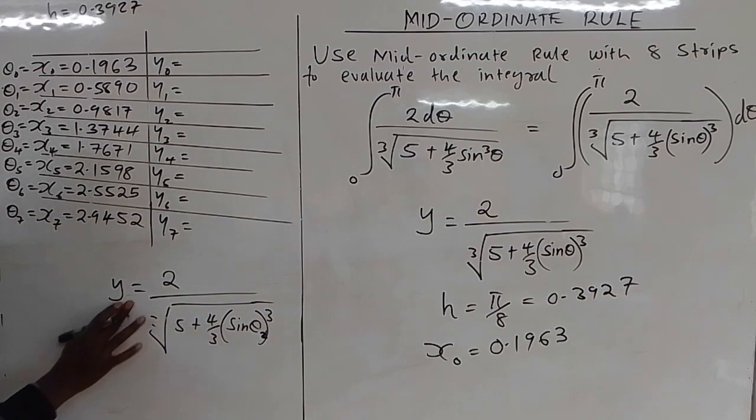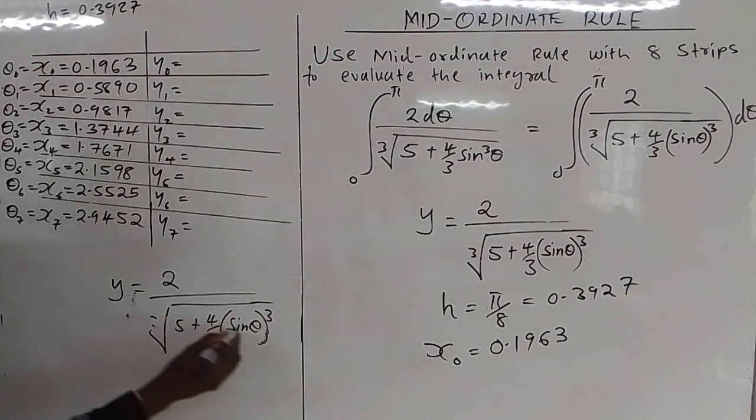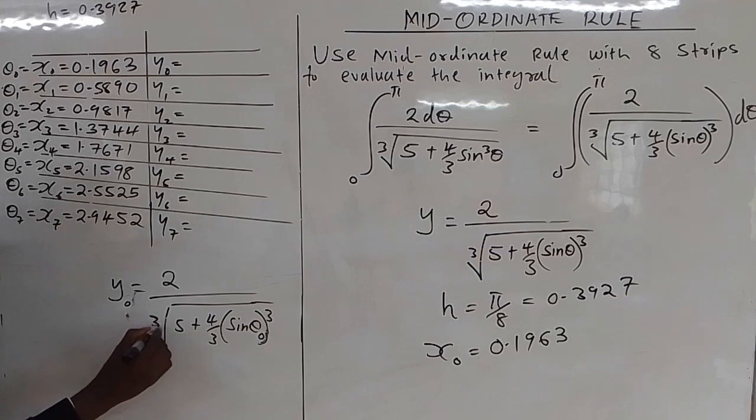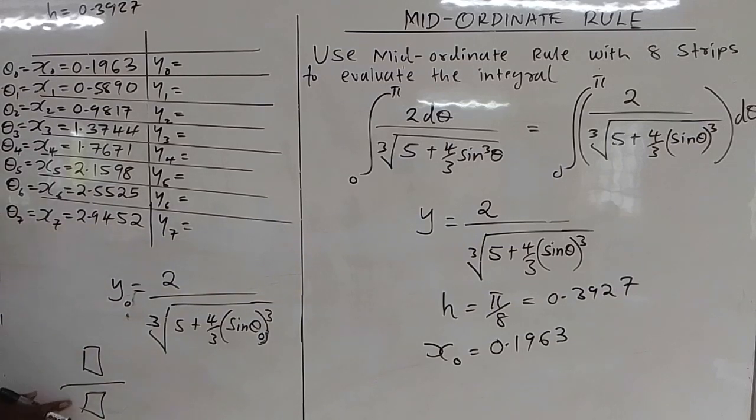So let us start with theta naught. When you put naught there, you put naught in y. So what is y naught? Go to the calculator. 2 divided by cube root. When you want to feed that, you start by putting the fraction sign, this over this. Then on top there, you feed your 2. Then down here, you start by injecting the cube root.